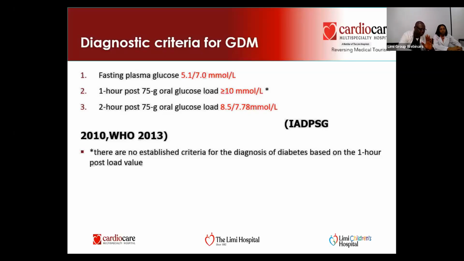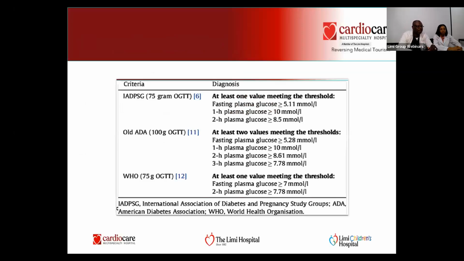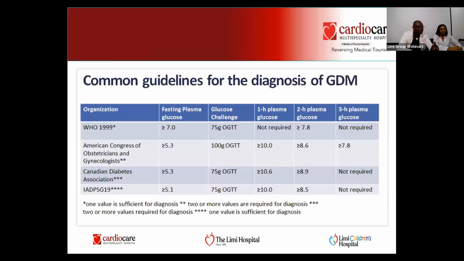1 hour of 10.5 is gestational diabetes, and 2 hours of 8.7 is gestational diabetes. So when you now have values like these, you don't have to be told what's happening. This is gestational diabetes. This is a graph of the same thing I'm talking about. The IADPSG is still there. The old ADA will have 3 hours in their own. Then WHO, like I said, just fasting and 2 hours.